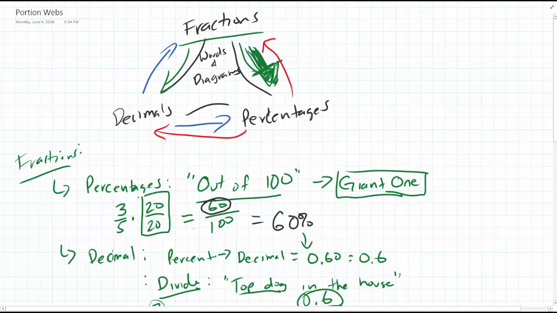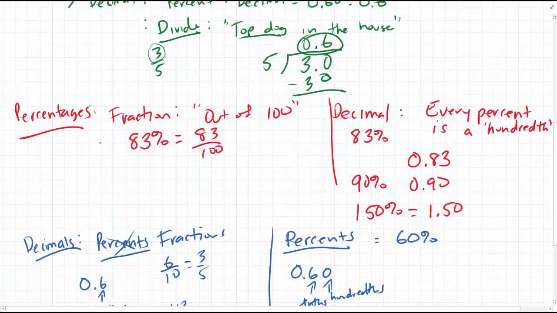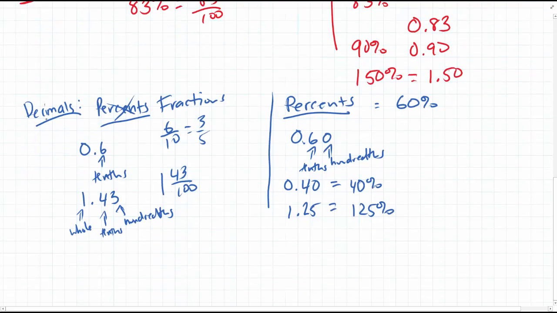Fractions to decimals, we use giant 1 to convert to percent, the fractions. For the decimal, we just do the division. Okay, for the percents to a fraction, we just think out of 100. 83% is 83 out of 100. From a percent to a decimal, we just look at every percent being a hundredth. So for instance, 83% means there's 83 hundredths, 90% means there's 90 hundredths. And then finally, for the decimals to fractions, we just look at the place values.